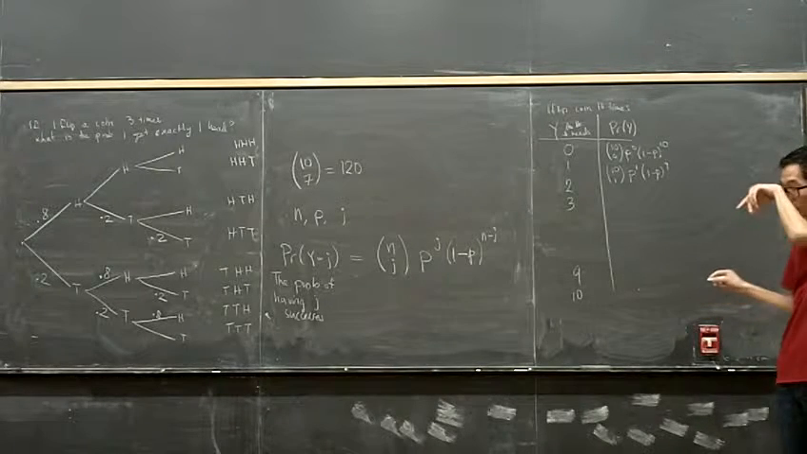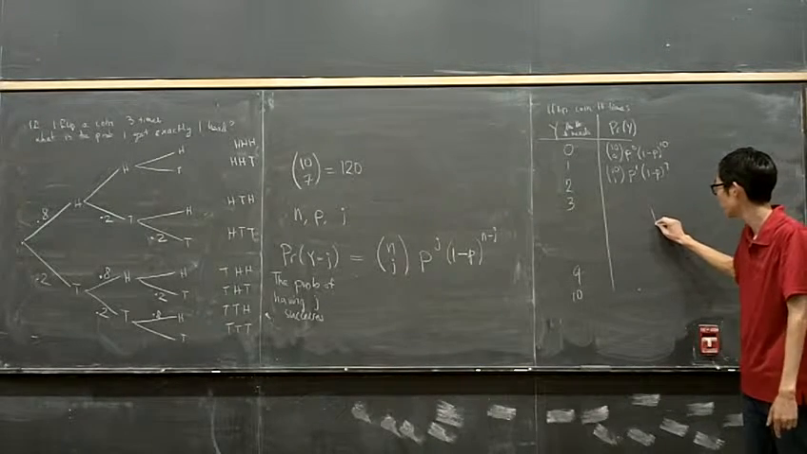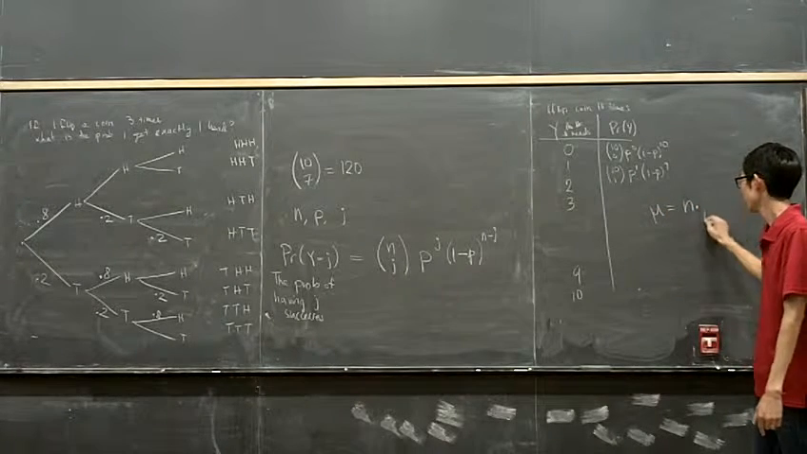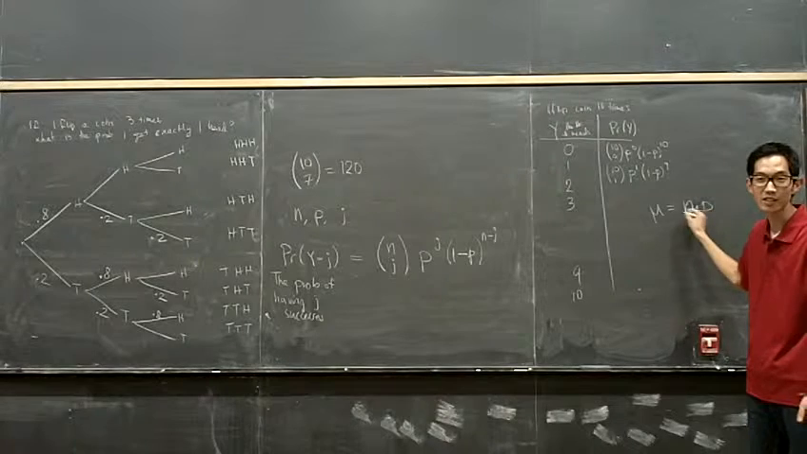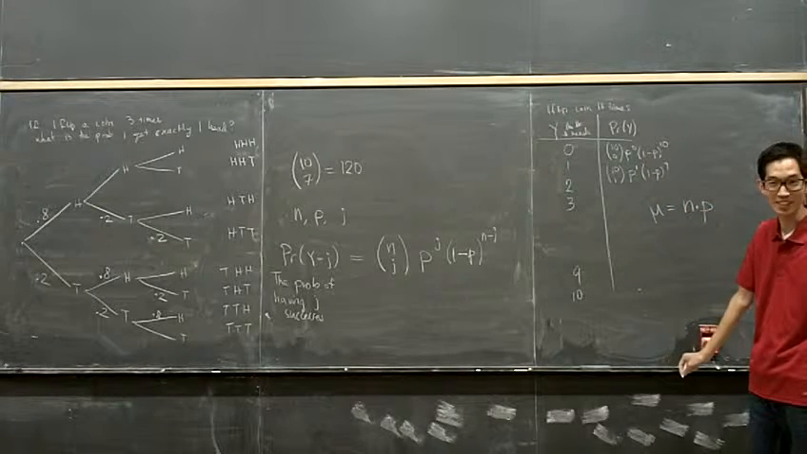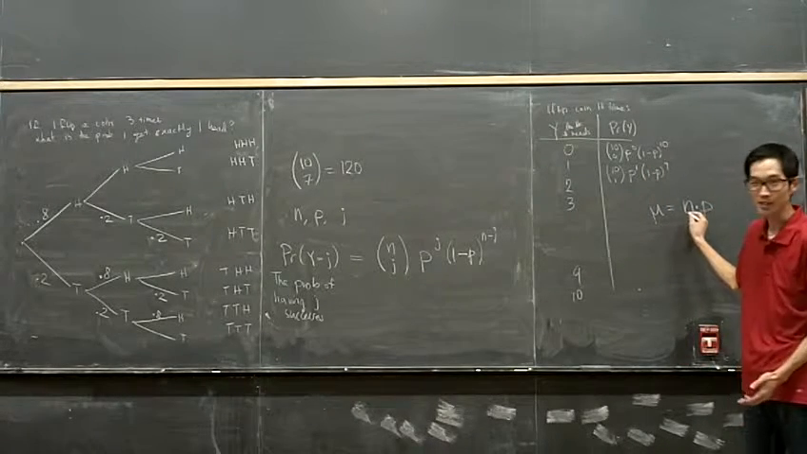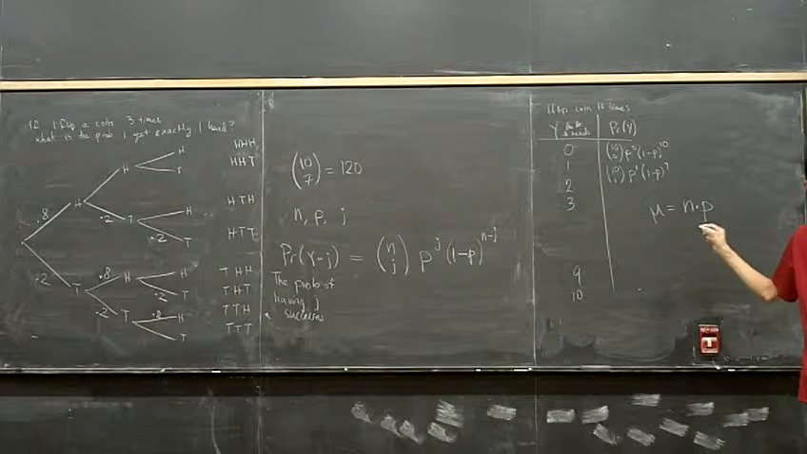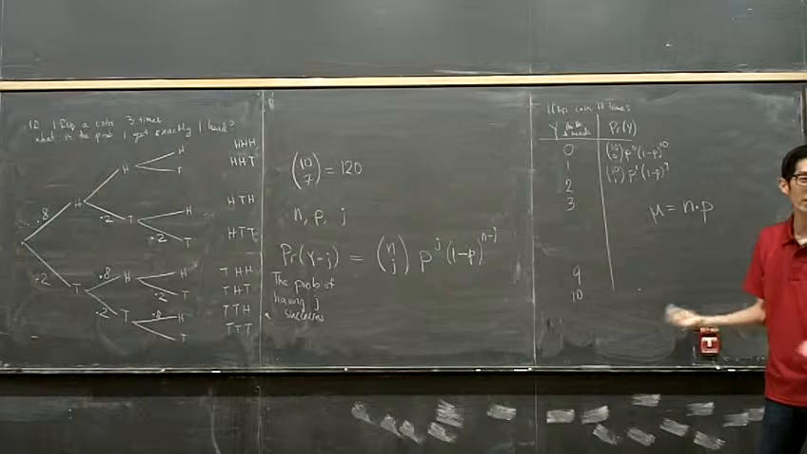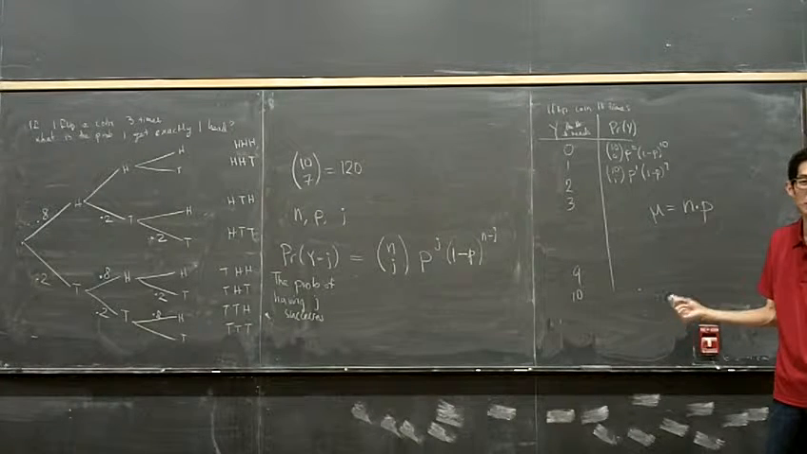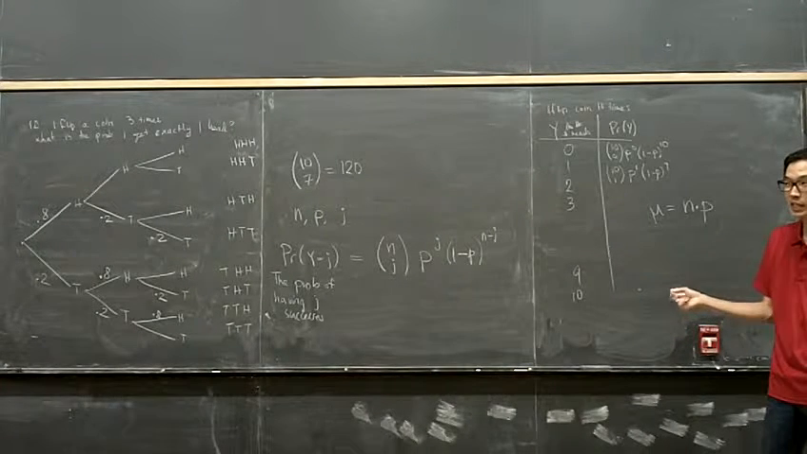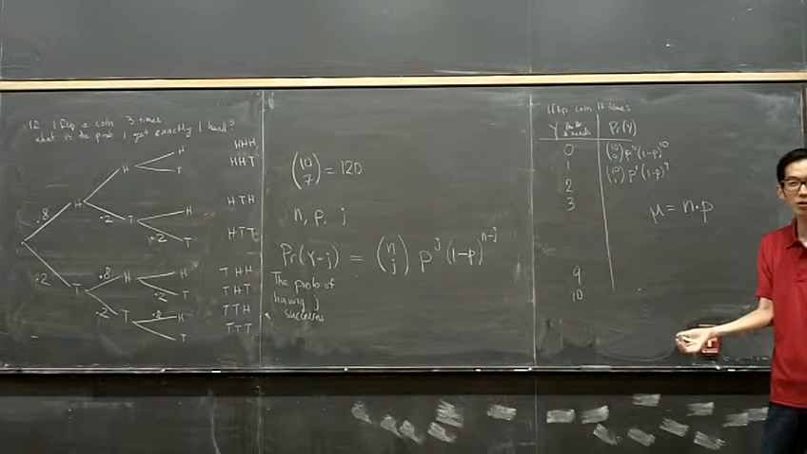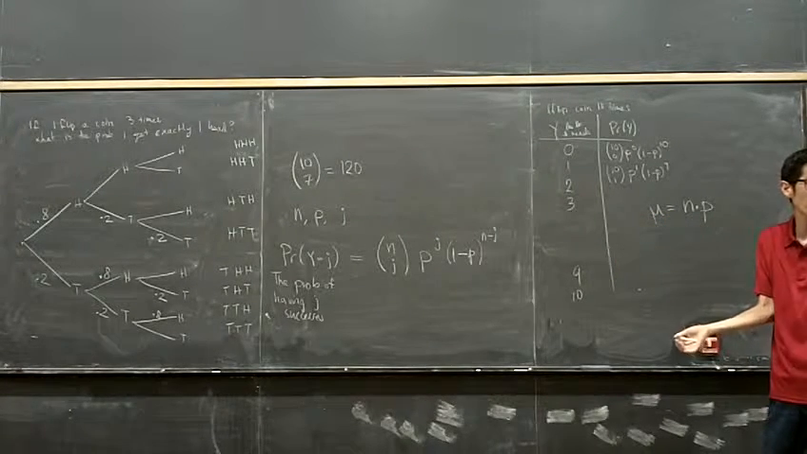Well, it turns out there's a shortcut. The mean is equal to n times p. It's a lot easier than trying to do this whole thing, right? And this makes sense. If you do something n times and the probability of success is p, overall you'd expect n times p. So if I flip a coin 10 times and the probability that it lands heads is 0.5, after 10 coin flips I would expect 5 heads.